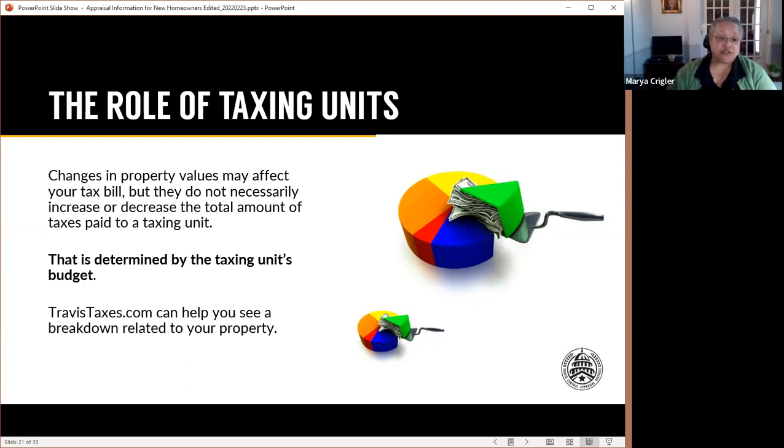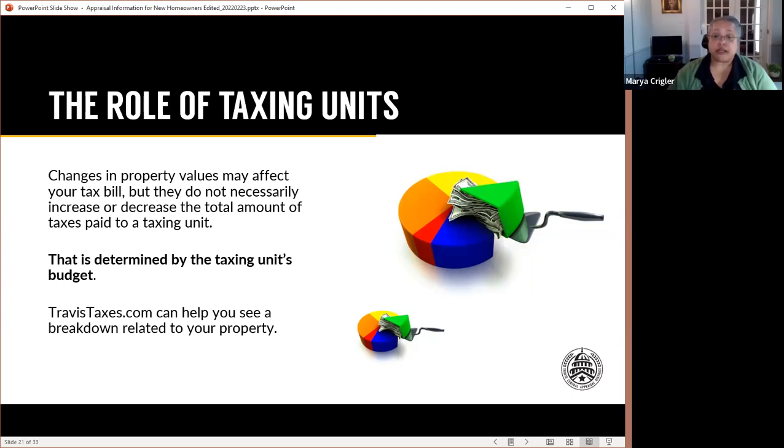There is a website that you can go to, travistaxes.com, that helps you see a breakdown related to your property. You can go to that website, you can look up your specific property, and you can see for each taxing entity that charges taxes to your property, what their budget is, what their tax rate is, how much you would need to pay based on the tax rate. It'll show what their no new revenue rate is, what their proposed rate is, and what's the difference so that you as a property owner can weigh in on that.